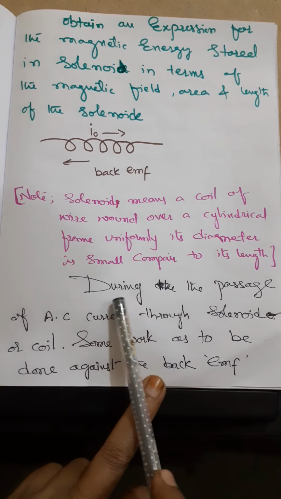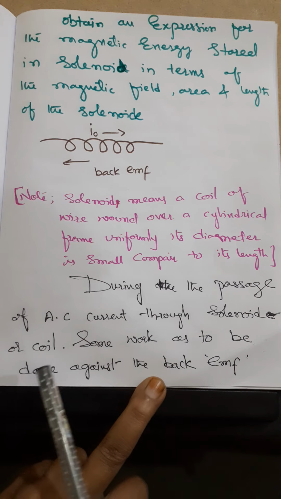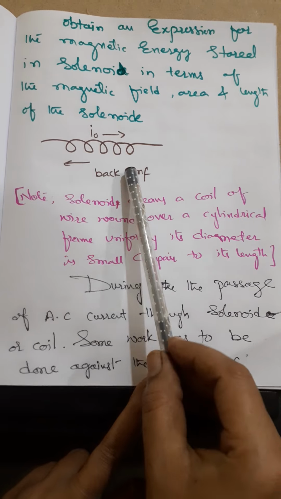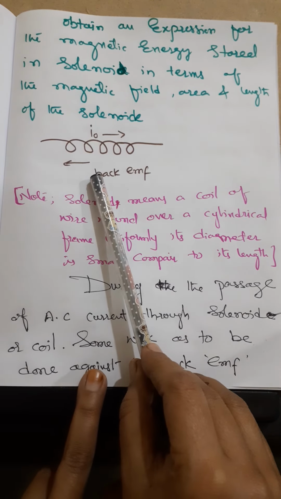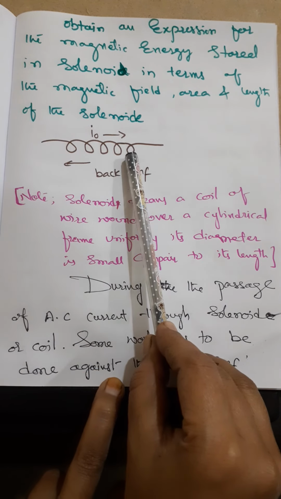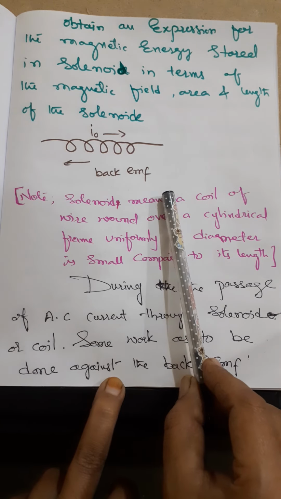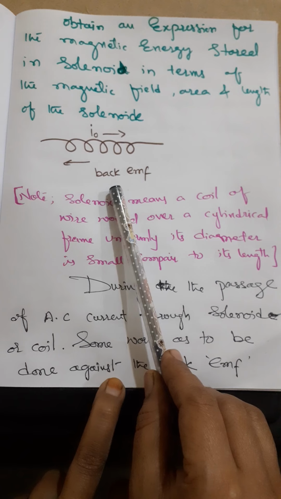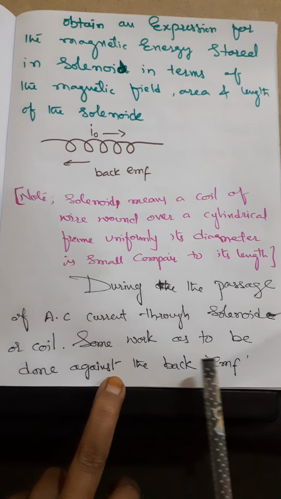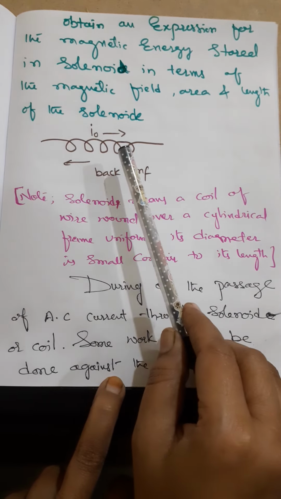Now during the passage of AC current through the solenoid or coil, some work has to be done against the back EMF. So already a back EMF is set up in the coil. Whenever AC current passes through this, some work is done by the current against this back EMF. So first of all we are going to calculate the work done by the current against the back EMF, and how that work done is stored in a magnetic field. That we have to calculate.